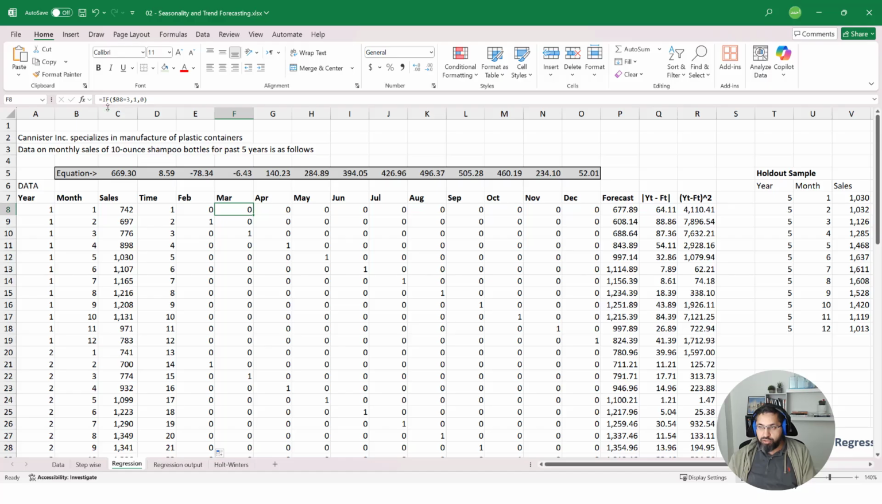For March, what we do is if B8 equals 3, give me a 1, otherwise give me a 0. So it'll always give you a 1 whenever it's the month of March. Okay, same thing for April, May, June, July, up to December.